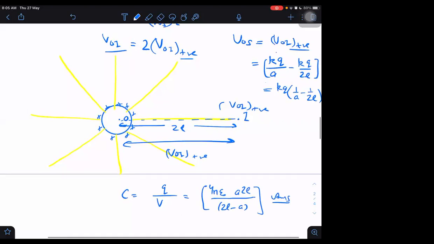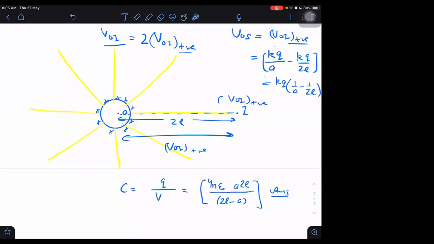L is greater than A, yes, right? We can use here 2L minus A as 2L. Yes, we can do that. Then what do we get in that case? Then we get 4 pi epsilon naught A only.